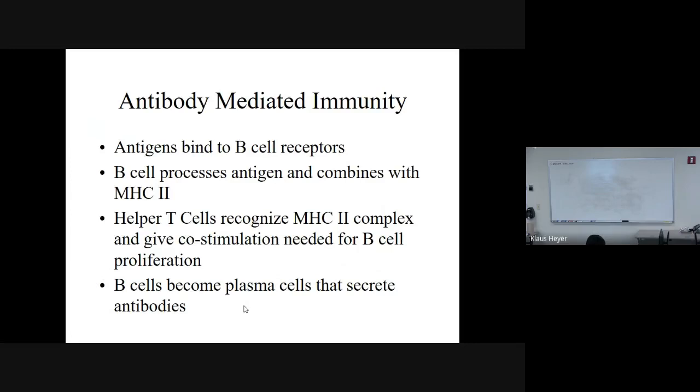Same thing with B cells. How does antibody-mediated immunity work? And again, you don't have to use these exact words. You don't have to say every step that I have here, but you have to have an idea in your own words what's going on. The same process, antigen-presenting cells are presenting the antigen to the B cells. They're going to become plasma cells, and the plasma cells are going to secrete antibodies.